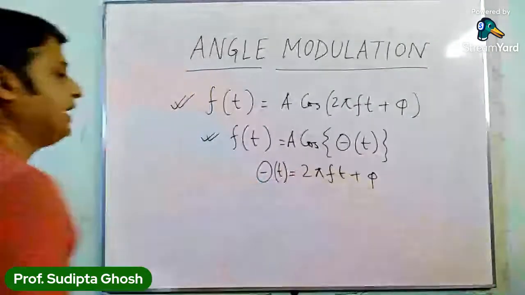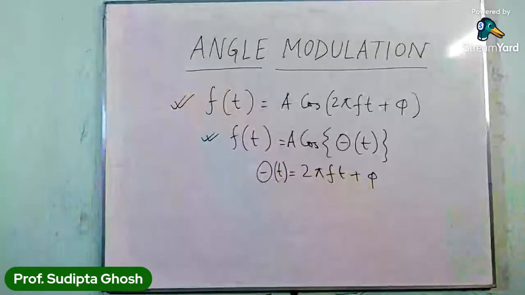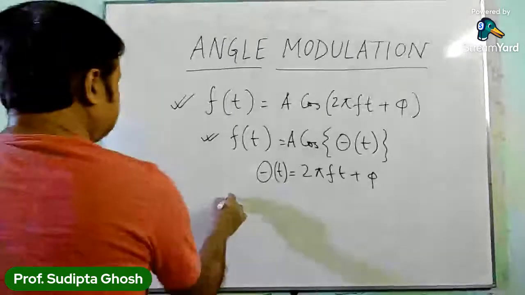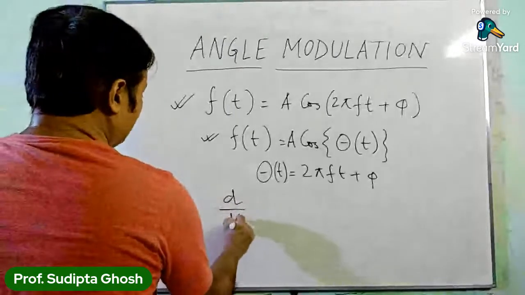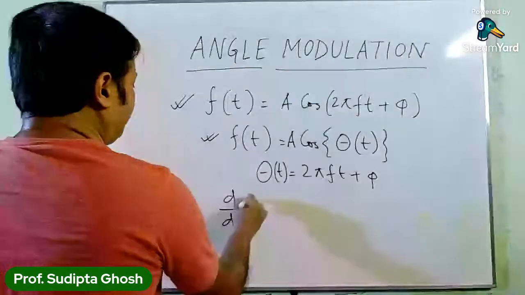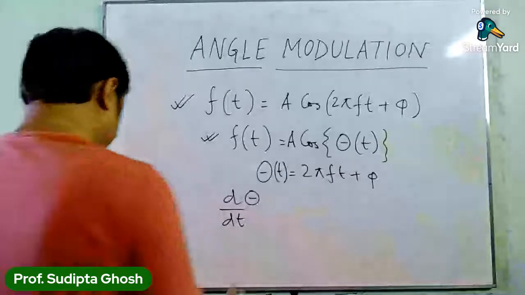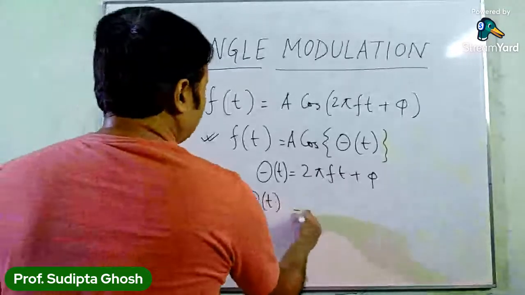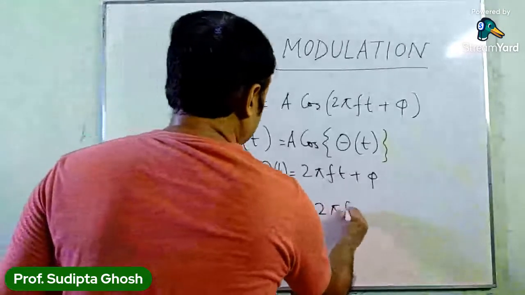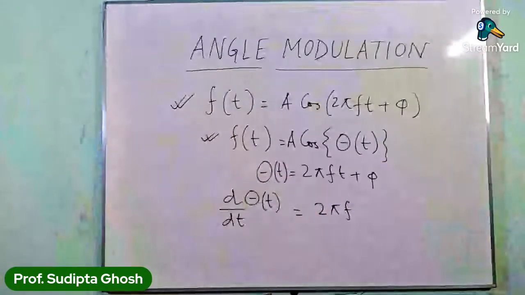So theta of t is actually 2 pi f t plus phi. Now for a simple sine wave, f has a constant value and theta t increases steadily with time at the rate d/dt. Now we are going to find out the change of this theta t, and it will give us twice pi f.